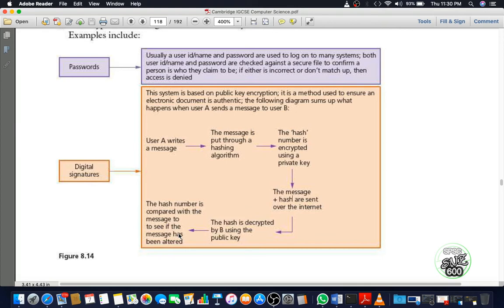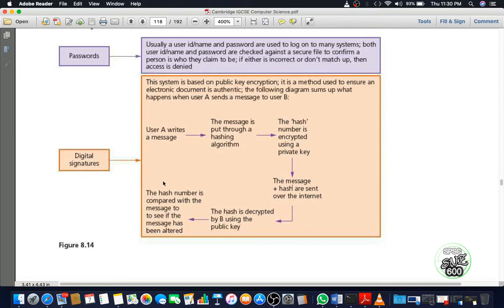But if the decrypted hash number does not match the hash number that is received from A, then B understands that the message is not sent from the correct user or genuine source, and it is not safe. So in this way, digital signature works. I will show you another video to help you understand this topic.